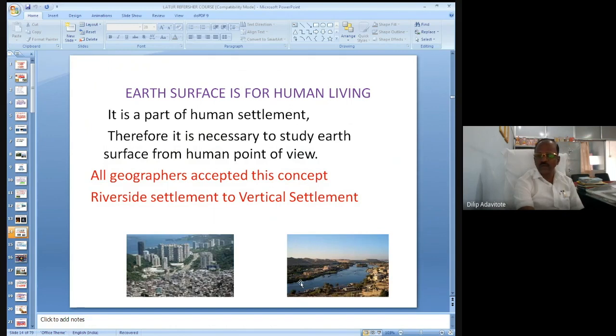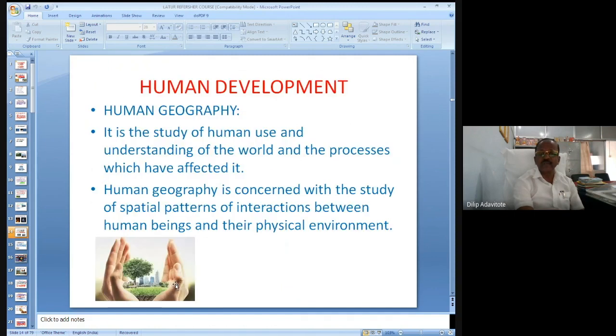know very well. Once upon a time we had riverside settlements, but now we have vertical settlements. This is the development of human beings on the earth's surface, and it is because of the development of technology, the scientific temper of human beings, how they develop themselves, and they are concerned towards all these things.